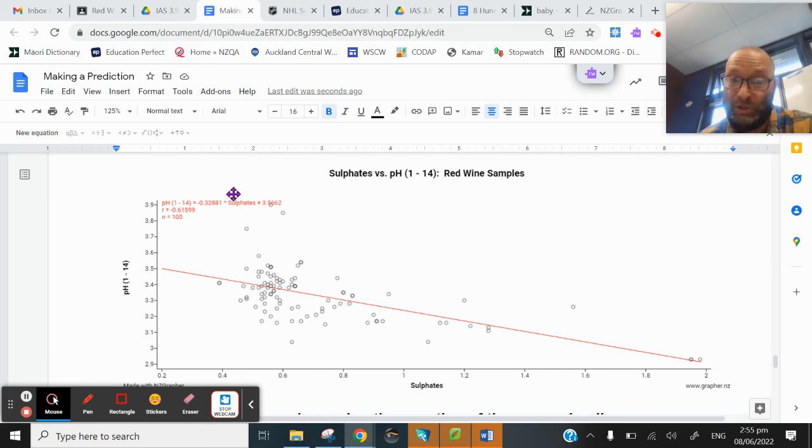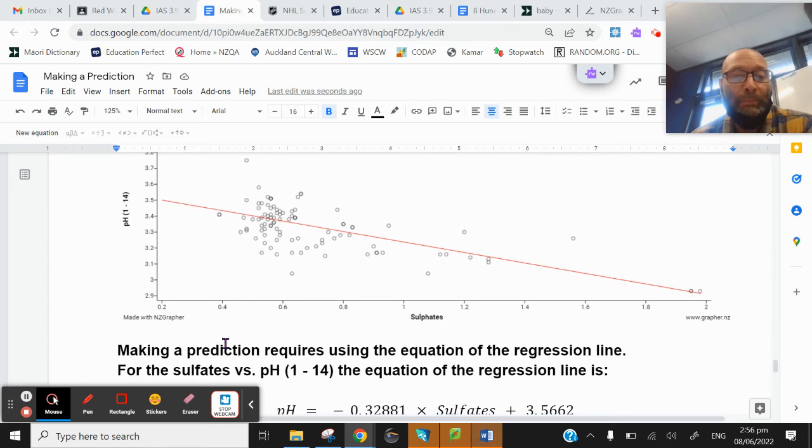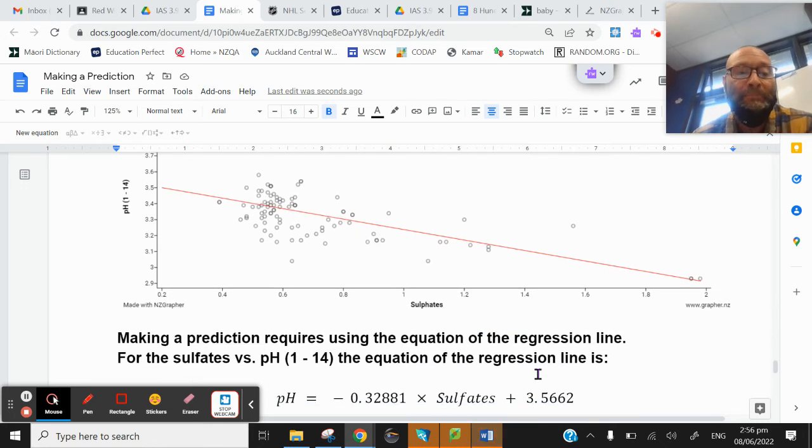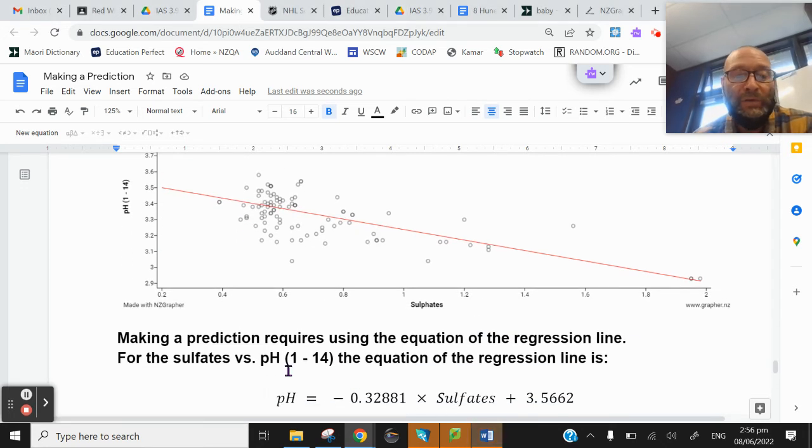In today's video lesson, we're going to be talking about how to use the regression line equation to make a prediction. So for starters, your prediction must be in between the beginning of the data and the end of the data. You're doing a prediction in between two given values, which is known as an interpolation. So making a prediction requires using the equation of the regression line for the sulfates versus pH.